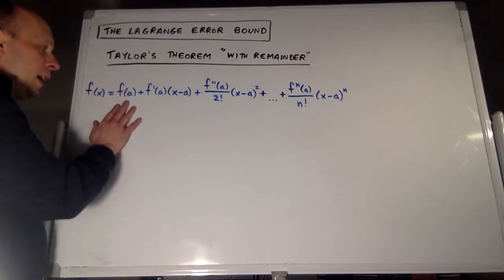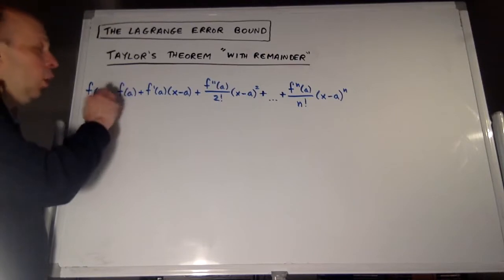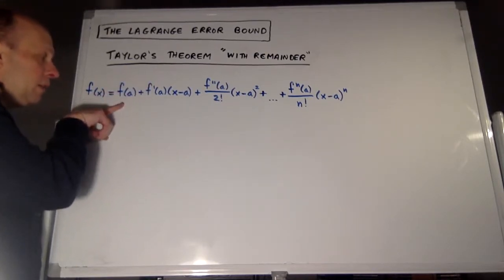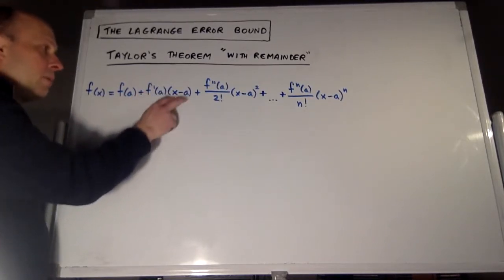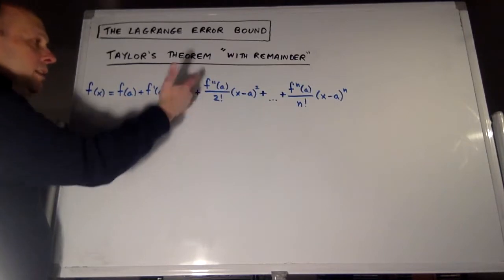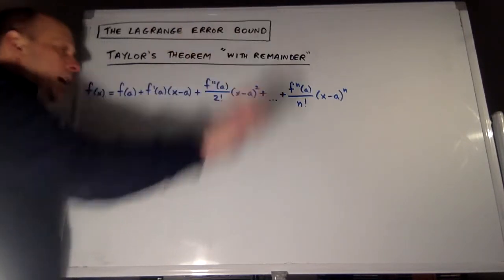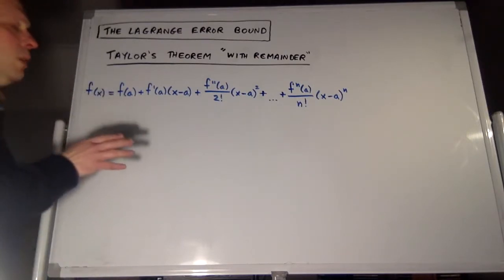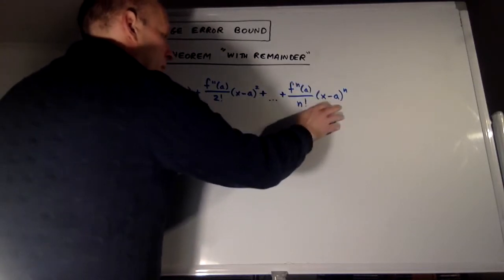So this is f of a, but it's really the 0th derivative at a over 0 factorial times x minus a to the 0, which becomes f of a. This is really the first derivative at a over 1 factorial times x minus a to the first. The second derivative at a over 2 factorial times x minus a to the second, and then we get the pattern from there. But the way I've written it, we're actually stopping here at the nth derivative at a over n factorial times x minus a to the n.